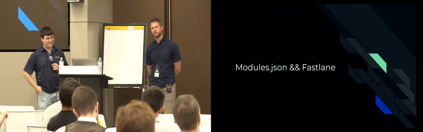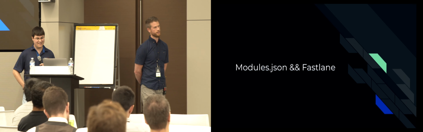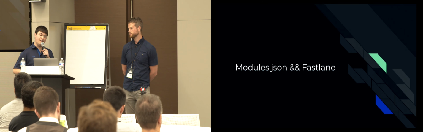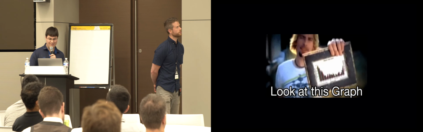So modules.json and Fastlane, how do these two tools, seemingly independent, fit together? A match made in heaven. So look at this graph.